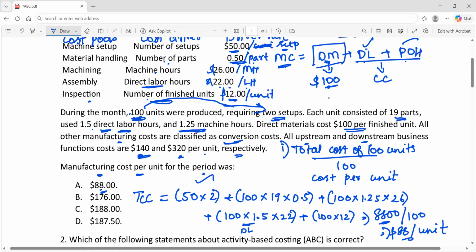So direct material cost is $100 per unit given in the question, plus conversion cost is $88 per unit. So totally we get 188 as the total manufacturing cost per unit. So option C is the right answer.